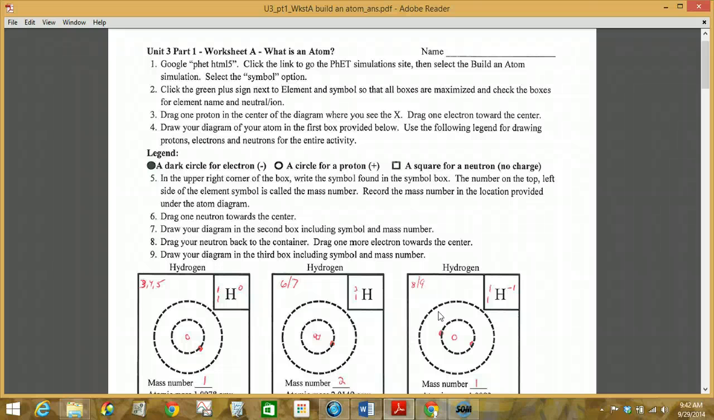All right, let's talk about this worksheet A that you did on what is an atom. Probably before you have talked about protons, neutrons, electrons in the atom, and so this should be a review of maybe 8th grade physical science, or also this is usually covered in biology. So let's take a look at what we should have here for our answers.